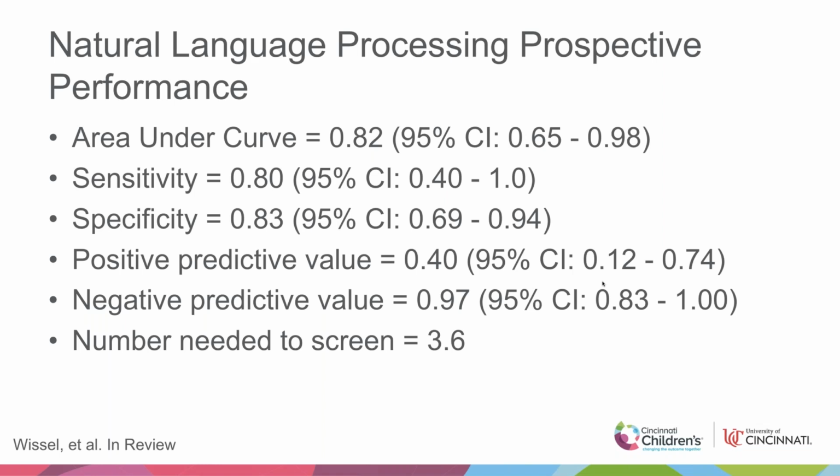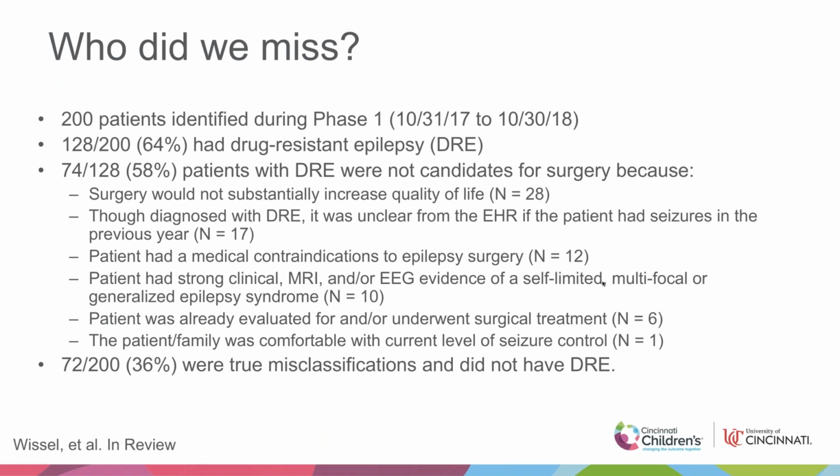So we did that. We prospectively evaluated 200 different patients that we identified from October 2017 to October 2018. And we had 2 epileptologists look at every single patient and say, yes, they should be sent based on just their clinical data, or no, they're not really going to be surgery candidates. Of the 200 patients, 64% of them had drug-resistant epilepsy and were eligible for surgical evaluation. Of the 128 that were identified, about 58% were likely not going to be sent to surgery ever. There's a wider range of reasons listed below, including that surgery probably would not substantially increase their quality of life.